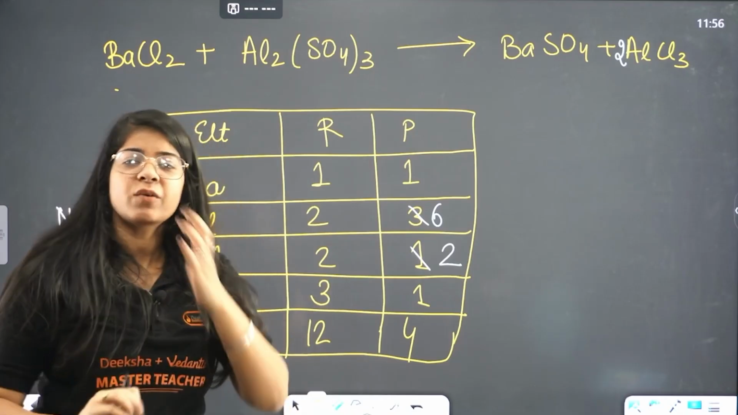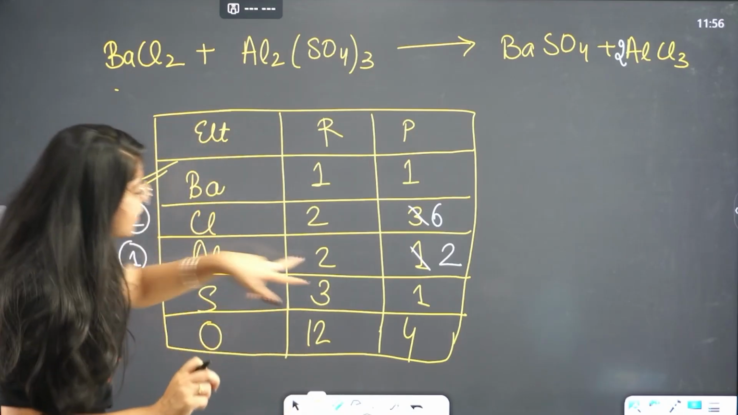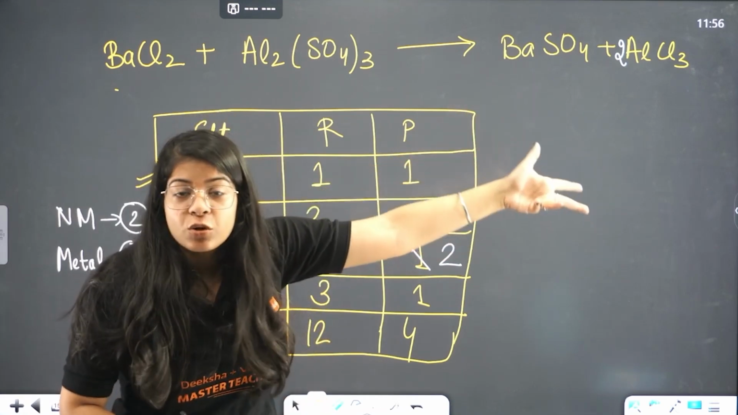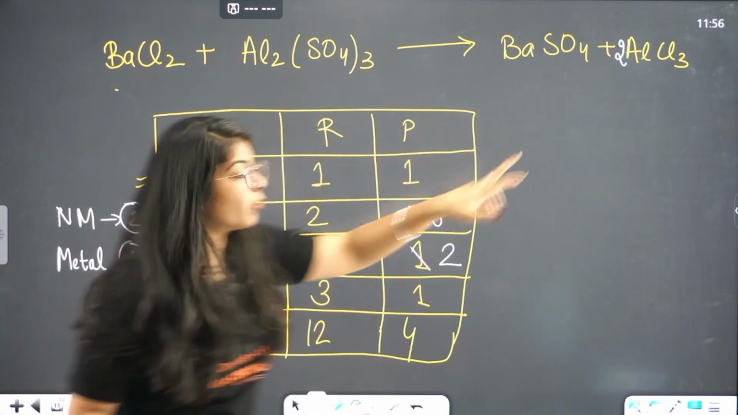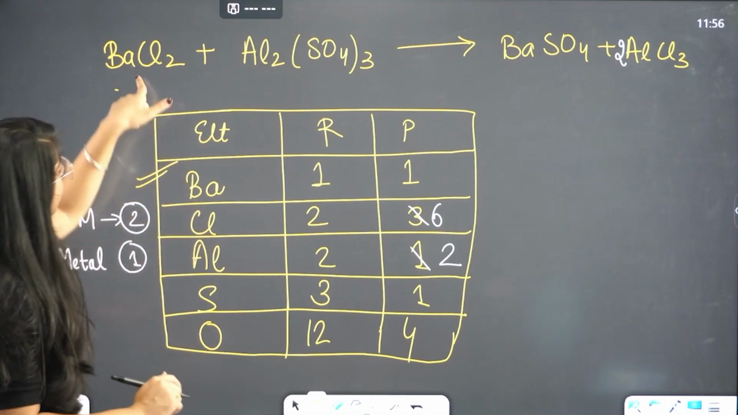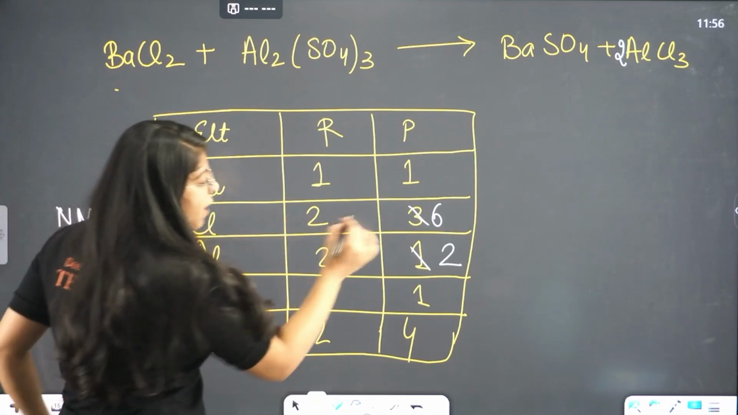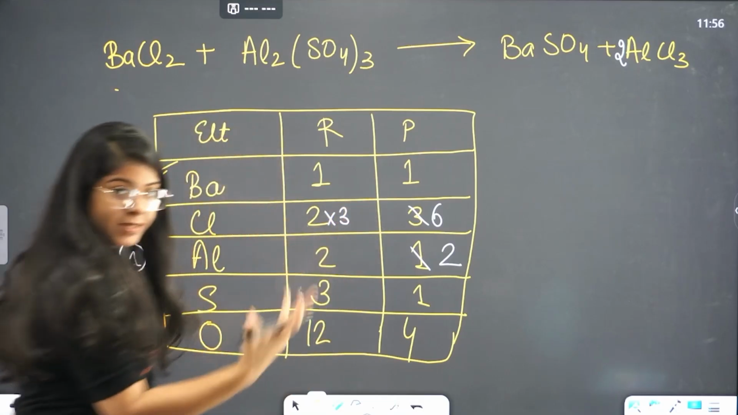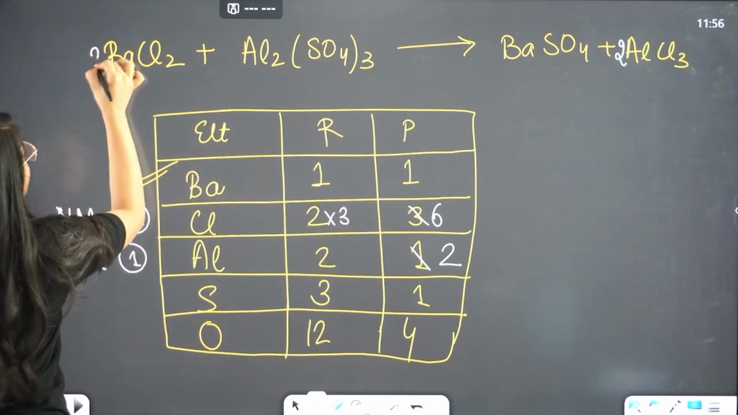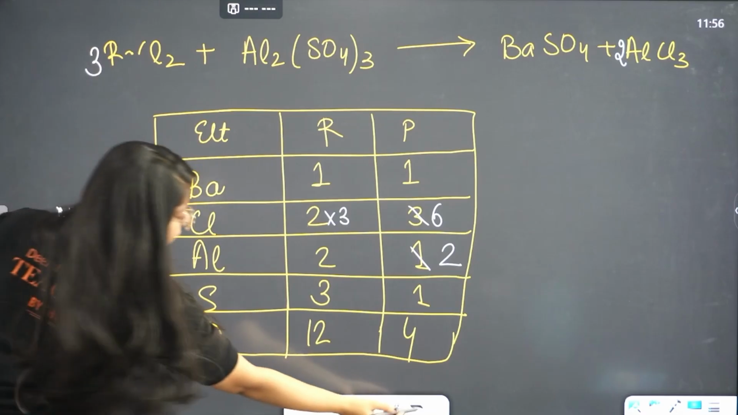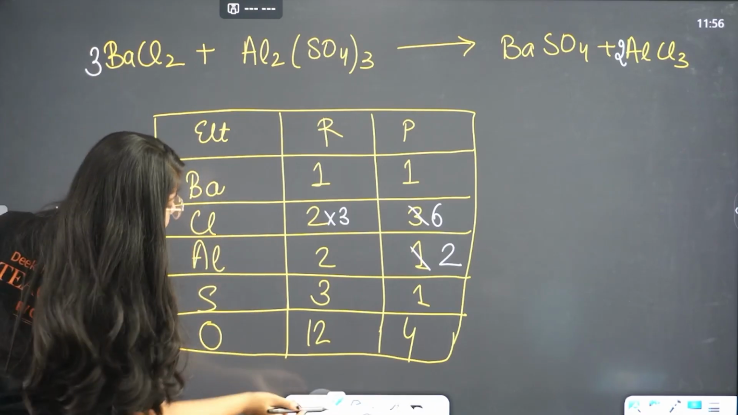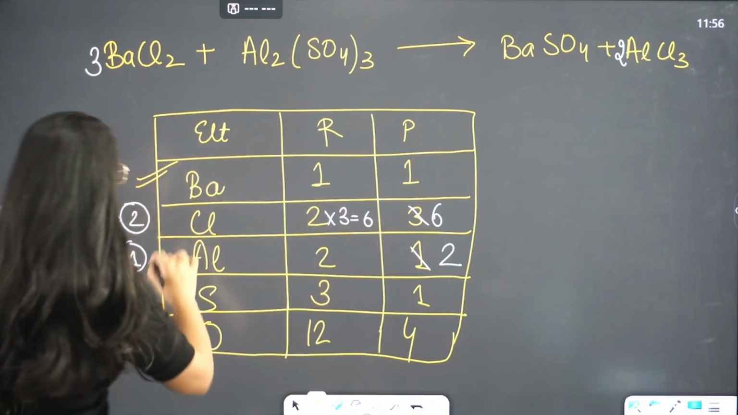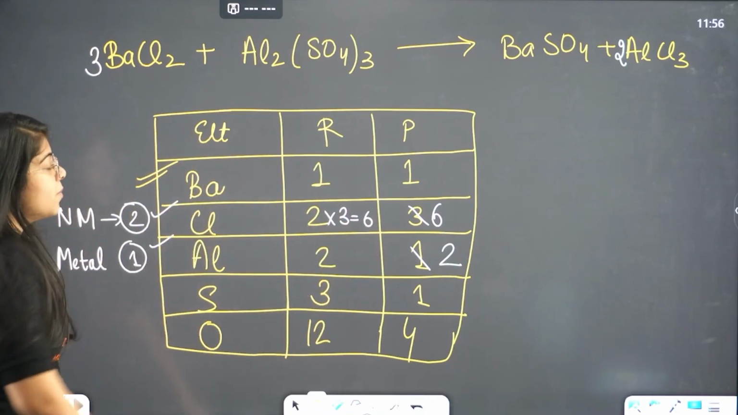It's very important that you understand all that. We balanced aluminium, we put 2. But while balancing aluminium, we unbalanced chlorine, right? The 2 into 3 chlorine becomes 6 here. Now on the reactant side, we also have to make this 6. So if I multiply 2 into this 3, it will become 6. Now chlorine is 6, so chlorine is balanced, aluminium is balanced.